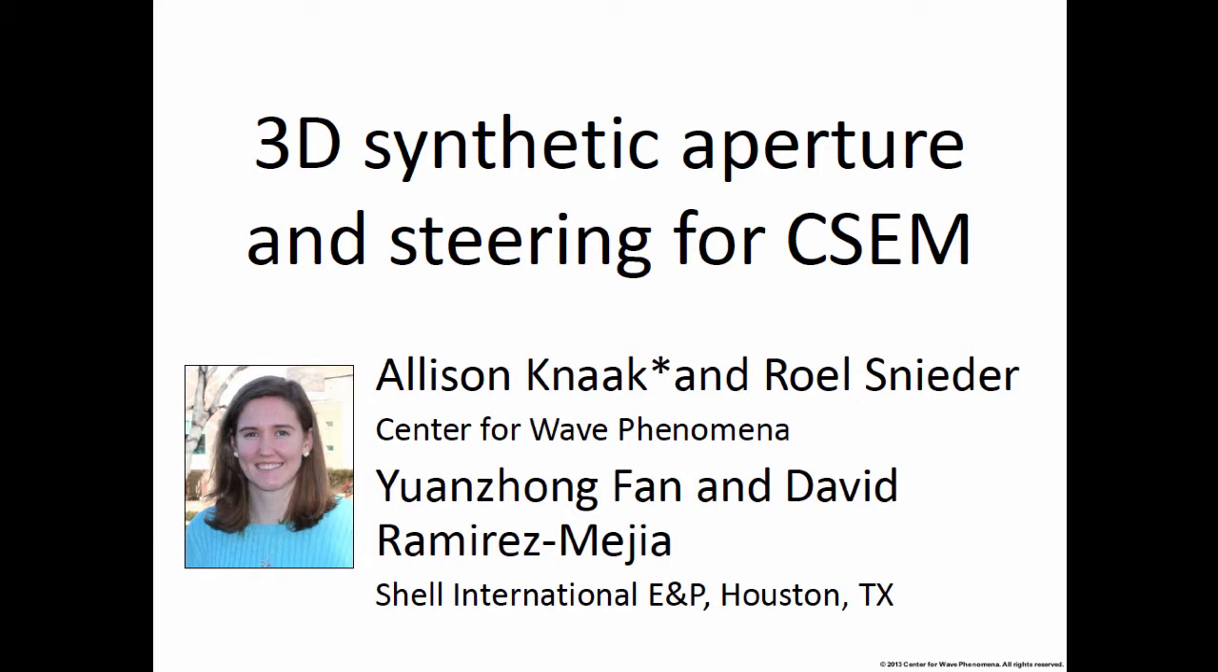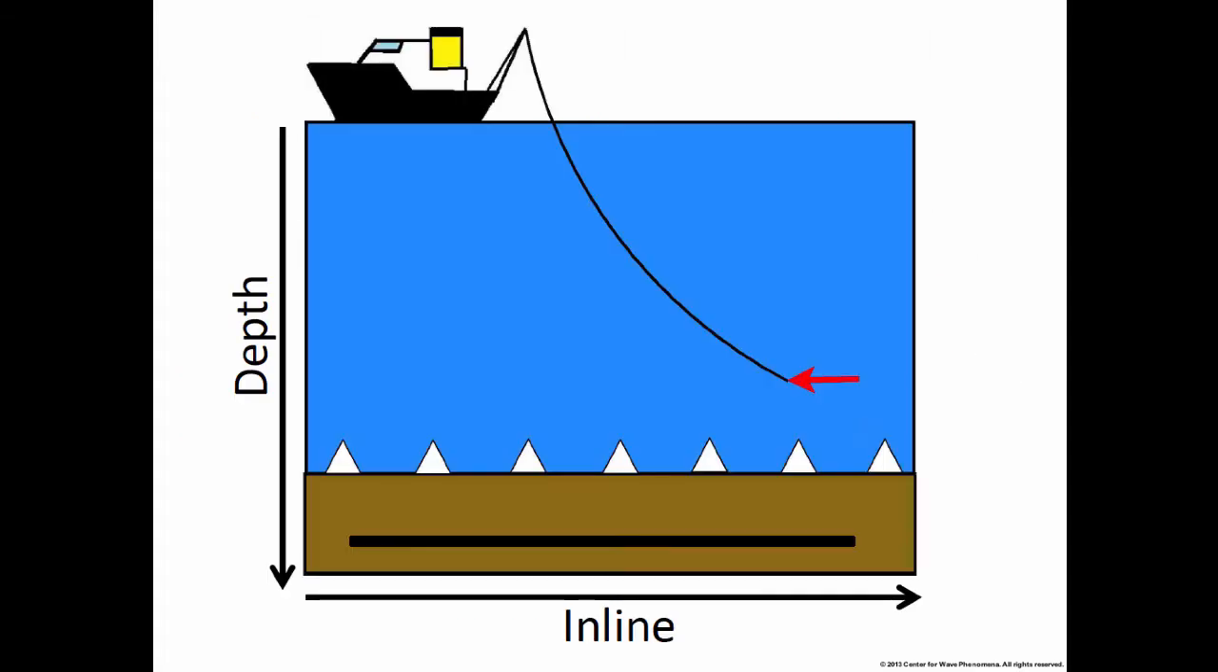So today I'm presenting on 3D synthetic aperture and steering for CSEM. And CSEM, or Controlled Source Electromagnetics, is a geophysical method used for finding hydrocarbon reservoirs in marine settings. A CSEM survey is conducted by a boat towing a horizontal electric dipole over receivers placed on the ocean floor. And the signal from the source travels down through the conductive subsurface and finds the resistive reservoirs.